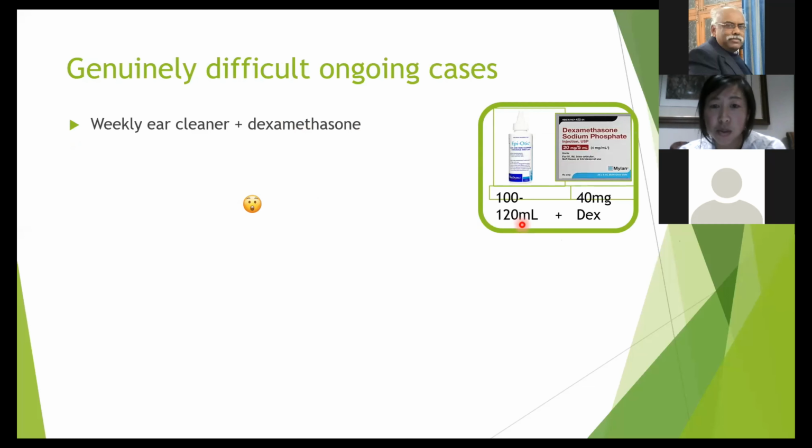100 to 120 mils of antibiotic or your ear cleaner, plus 40 milligrams of dexamethasone added into the bottle. Shake it up, label it, and get the owner to use that weekly or even twice a week if possible. So the steroids in there will just reduce the inflammation in the ear canal and stop the animal from scratching and hopefully keep the infection at bay.